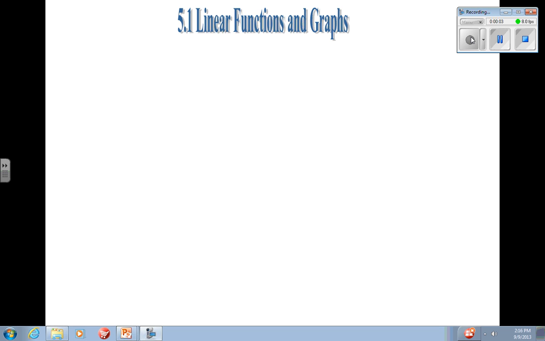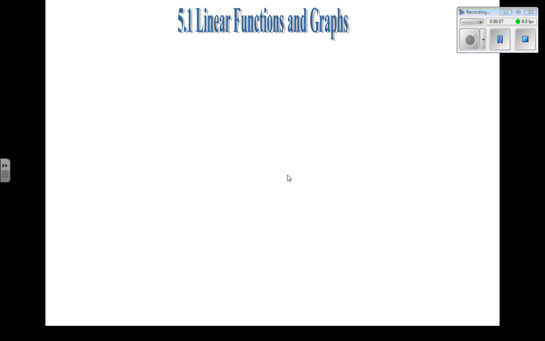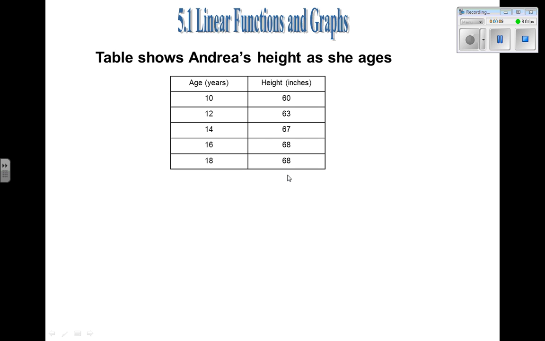Today we are learning the lesson for 5.1, linear functions and graphs. I've included here a table that represents Andrea's height as she ages. Notice when she's 10 years old, she's 60 inches tall, and when she's 18, she's 68.